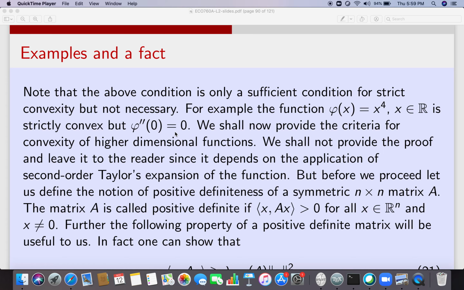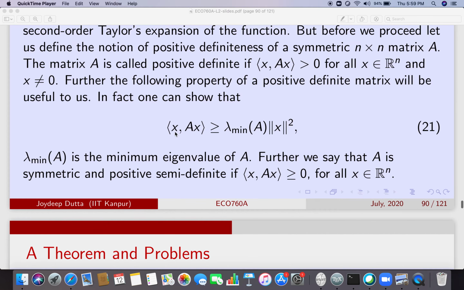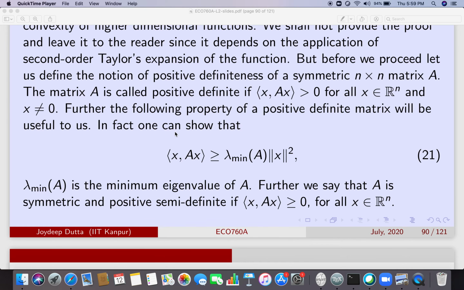So we will now talk about higher dimensional strict convexity. There we talk about something called positive definiteness of a symmetric matrix. A matrix A is called positive definite if the quadratic form, the inner product of x with the vector Ax, A operated on x, is strictly bigger than 0 for all x an element of R^n and x not equal to 0. One can show this using basic optimization, or even basic linear algebra, but I will not get into this. Say that this is true.